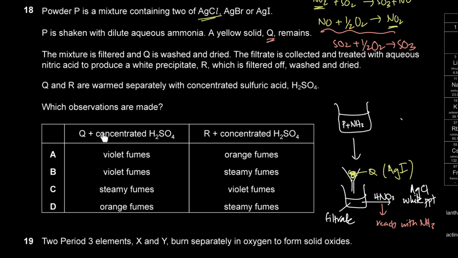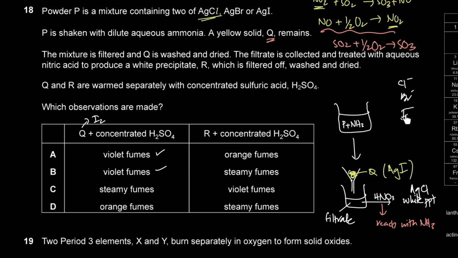Now, if we react Q with concentrated sulfuric acid, that's basically iodide reacting with concentrated sulfuric acid. Iodide is a very strong reducing agent. So the iodide ends up making iodine. So we're going to see violet fumes of iodine. And then R, which is our white precipitate at the end, is chloride, and chloride does not reduce concentrated sulfuric acid. Remember, the reducing strength of the halides decreases down the group, so iodide is the strongest reducing agent.